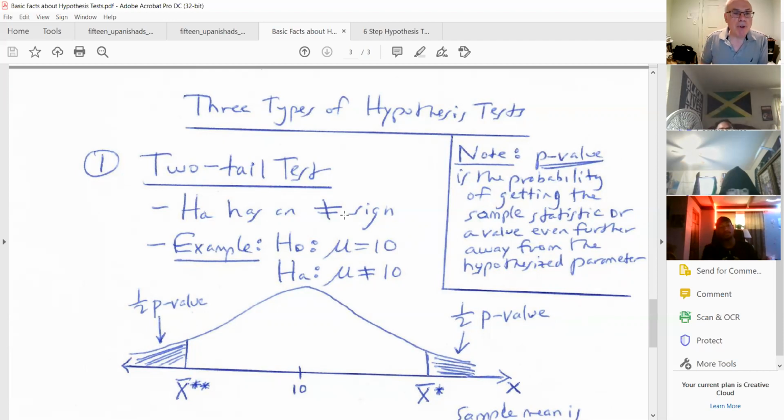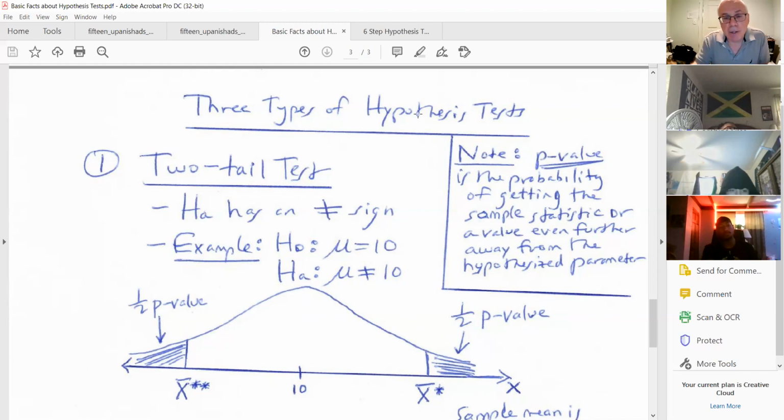So the wording of the problem could be something like, the current state of affairs is the mean is equal to 100, all right? But I'm a researcher. I don't think it's 100. Well, when I say I don't think it's 100, it could mean it could be less than 100, or it could be greater than 100. I'm not telling you which way. I'm telling you I don't think it's 100. So that's a two-tailed test, right?